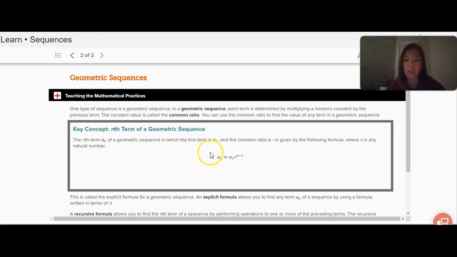Well, what if I want to know the 100th term of this sequence? I don't want to have to write out all 100 terms, so we can use this formula to find any term in that sequence. If I want to know the 100th term or the 50th term or the 10th term of that sequence, we can use this formula. And all we need to know is the first term and whatever that common ratio is. This is what we call an explicit formula, because if I just want to find the 100th term, I just plug in 100 for n. If I want to find the 10th term, I just plug in 10 for n.